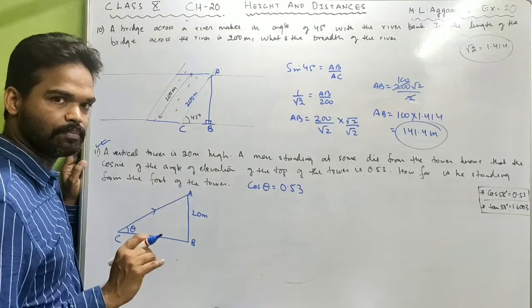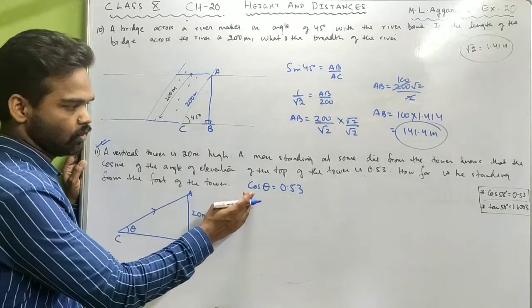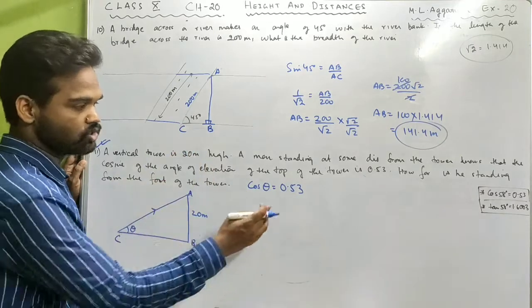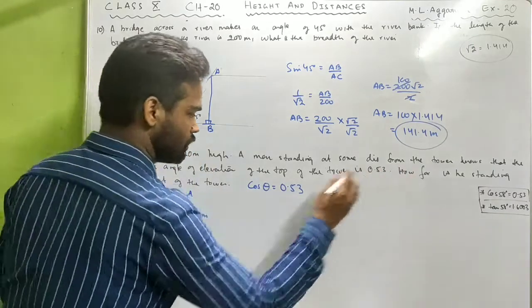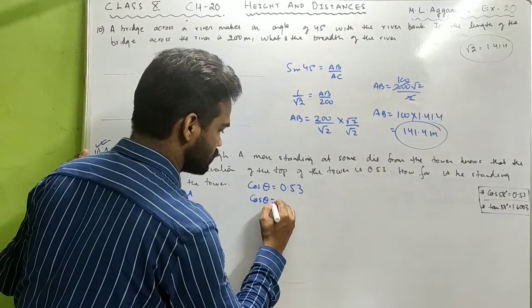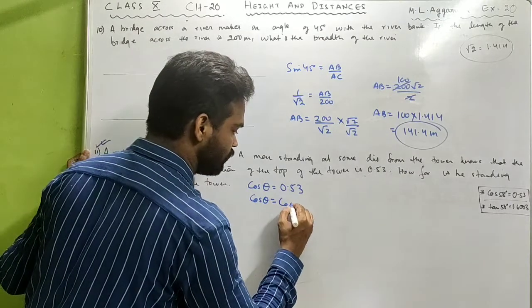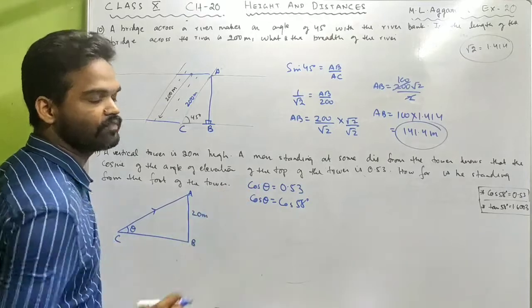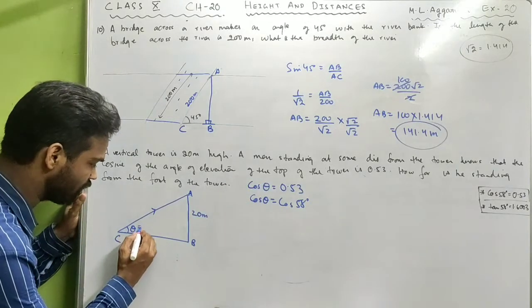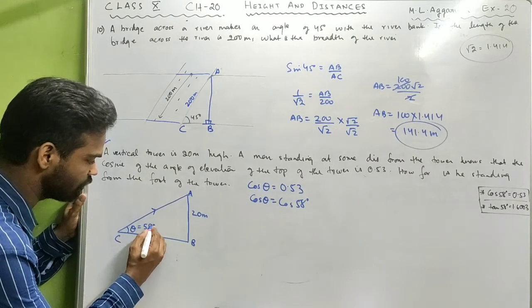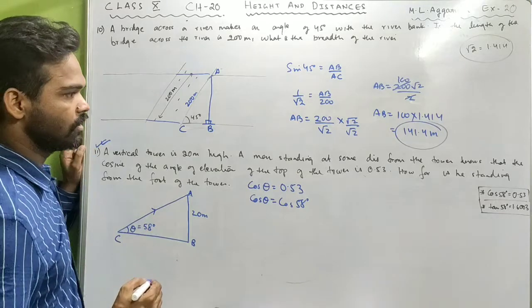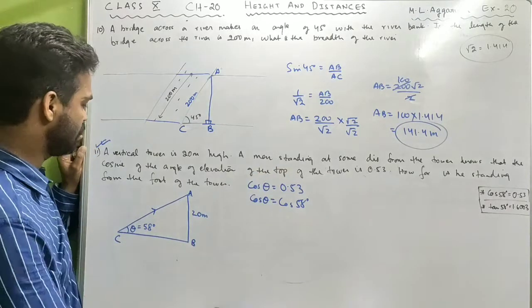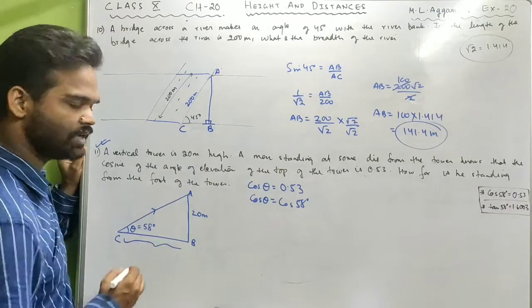Now again, look at the back of your book. When is the value of cosine 0.53? If you look carefully, I've already written, this is at 58 degrees. You will see that the value of cosine is 0.53, which means the angle of elevation is nothing but 58 degrees. What are they asking? How far is he standing from the foot? Which means they are asking the base.